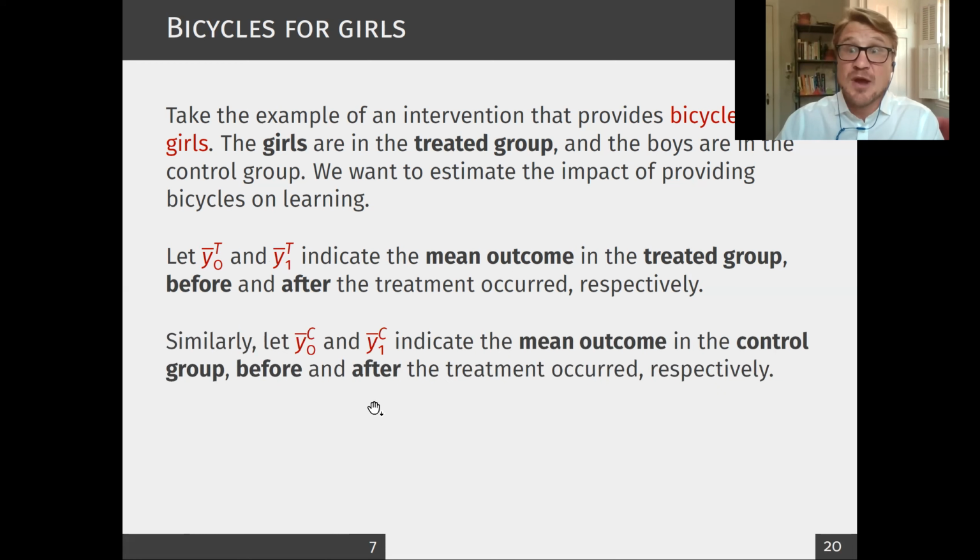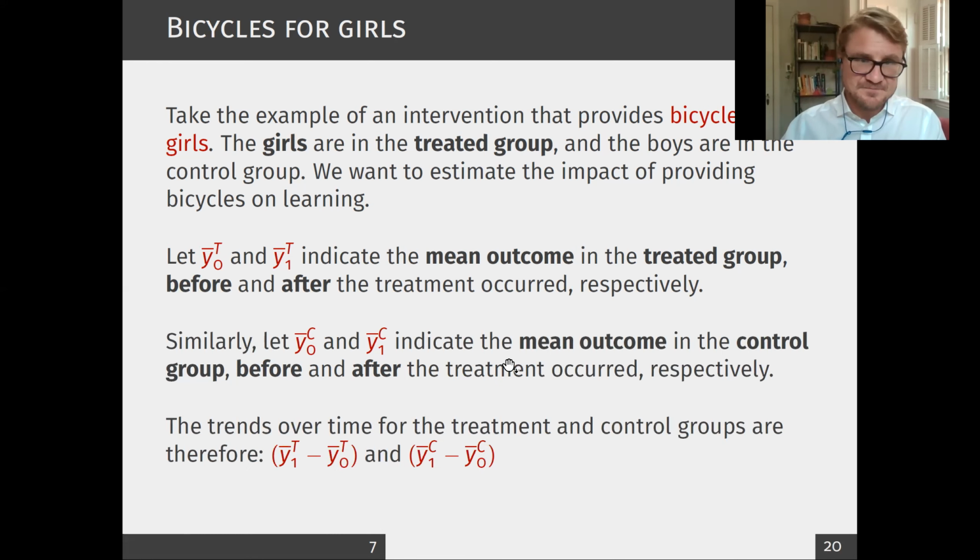Similarly, we can define the same for the control group. The control group just refers to boys, and so the C superscript refers to the control group, and the subscripts 0 and 1 refer to the pre and post periods, respectively. Very important for difference in differences, you always need data on both the treatment and the control group before the program started. So you have a pre-intervention period and a post-intervention period.